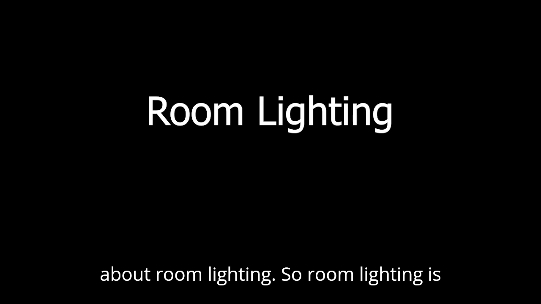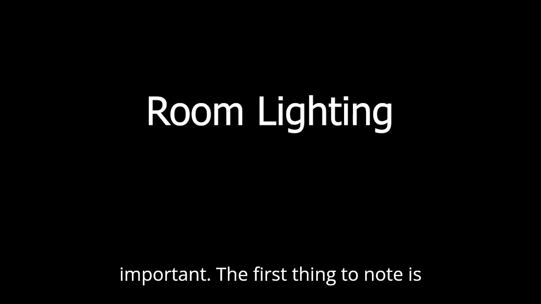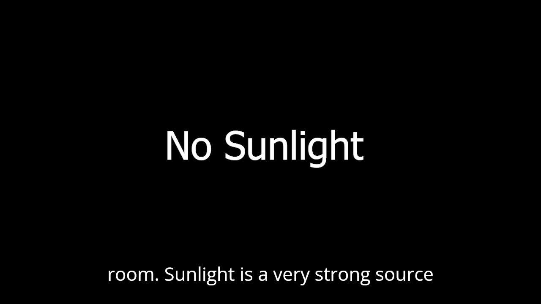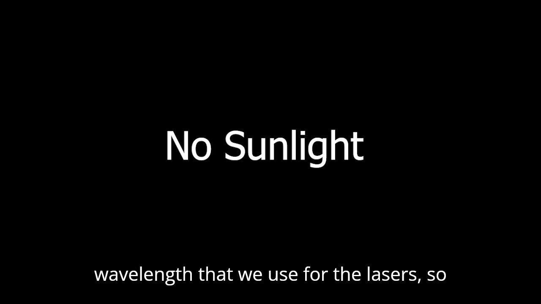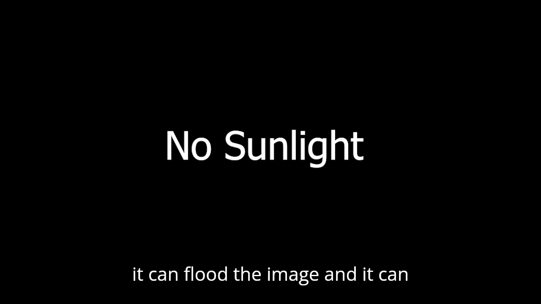So room lighting is important. The first thing to note is that you should have no sunlight in the room. Sunlight is a very strong source of light and is right in the same wavelength that we use for the lasers, so it can flood the image and it can either give you a hard time calibrating or a hard time tracking. So zero sunlight in the room.